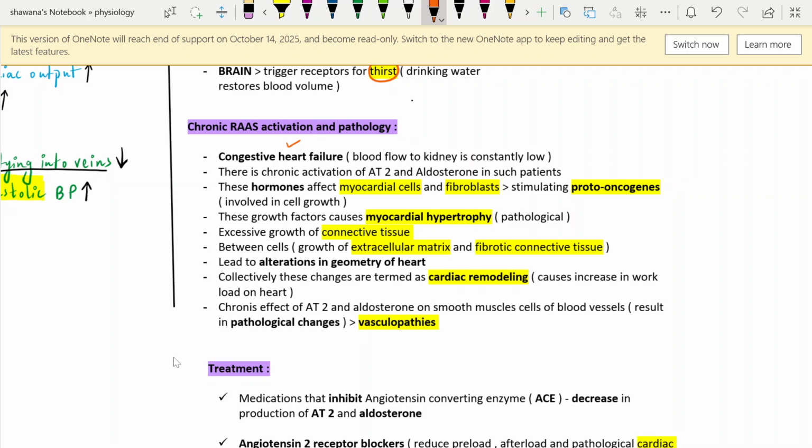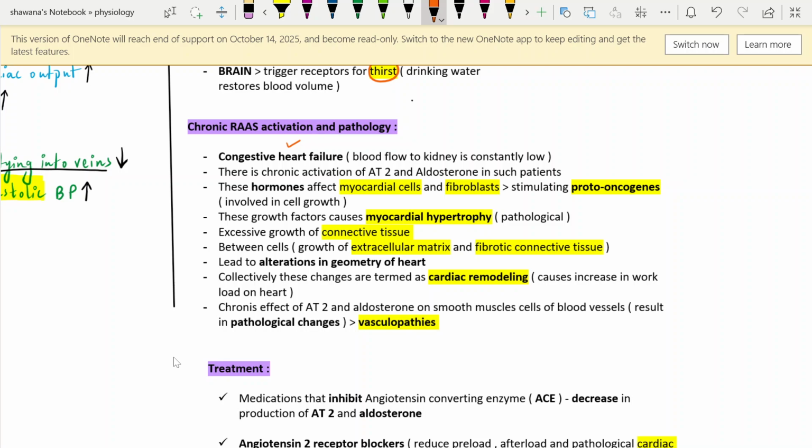So, these hormones, angiotensin 2 and aldosterone, will affect the myocardial cells and the fibroblasts. They will stimulate the production of proto-oncogenes, and proto-oncogenes are involved in cell growth. They will cause pathological myocardial hypertrophy. This myocardial hypertrophy is not physiological in any case, because it is occurring under the influence of chronic RAS activation, and it will always be pathological myocardial hypertrophy.